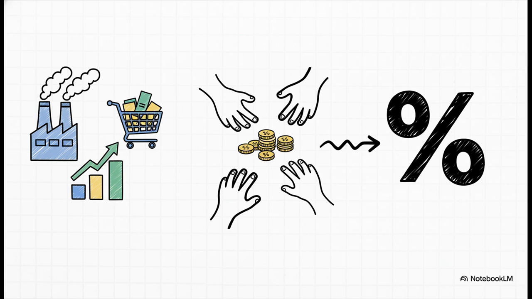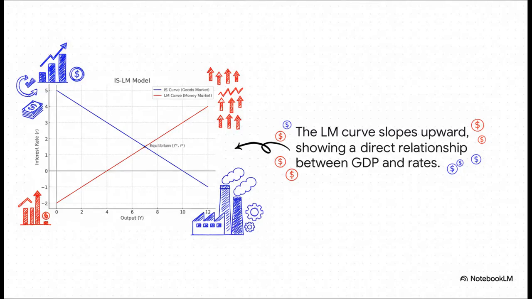Now think about what happens when the economy is doing really well and incomes are high. People are out there buying more stuff, businesses are making more deals, everybody just needs more cash on hand for all these transactions. So you have this higher demand for money, but the supply is limited. And what happens when demand goes up for a limited item? The price goes up. And the price of money? Well, that's just the interest rate. And that's the logic that gives us this upward-sloping LM curve. As the economy's output, or GDP, gets bigger along the bottom axis, the interest rate has to go up to keep that money market in balance. It's a direct relationship. They move together.